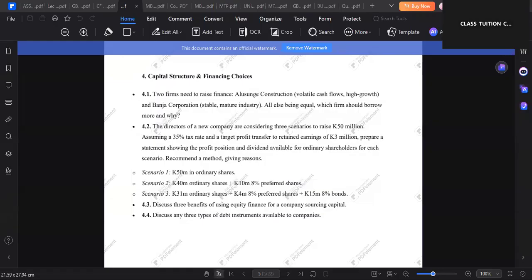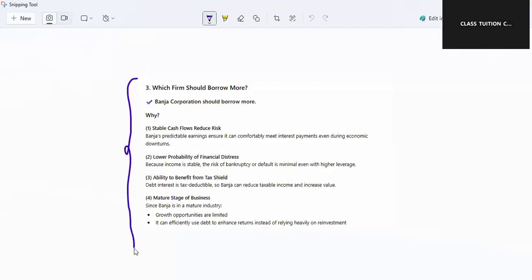All right. Are we together? So the reasons why Banja should borrow more is based on the profile of the two firms that has been given. Any questions at this point? Please speak now or forever hold your peace.